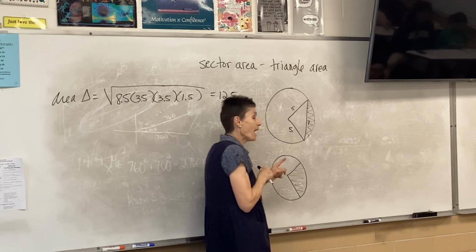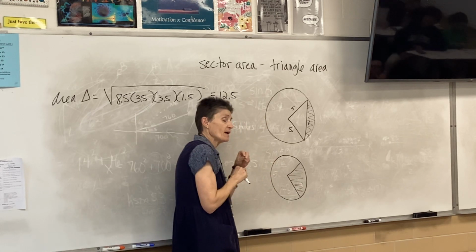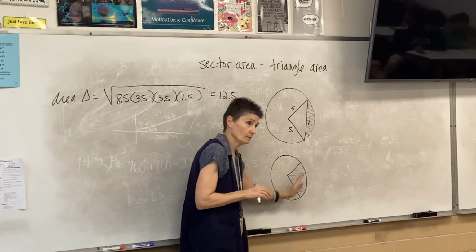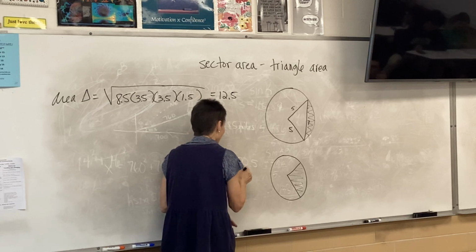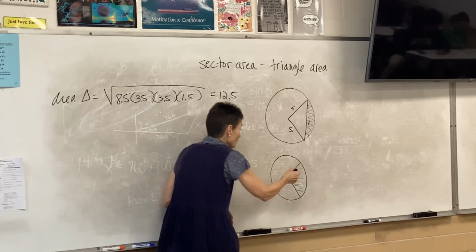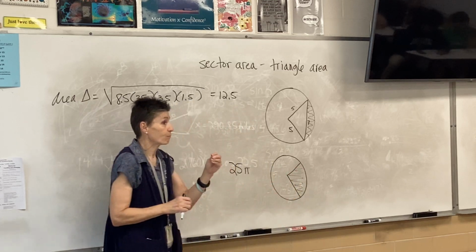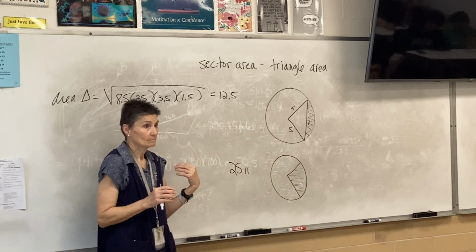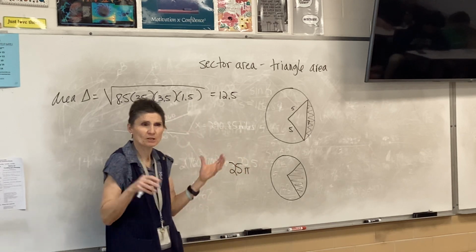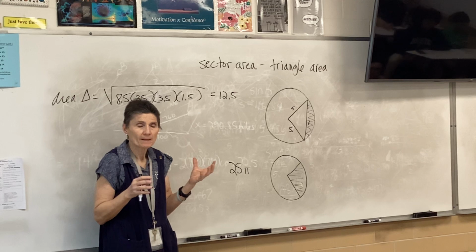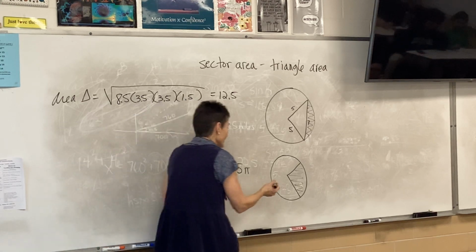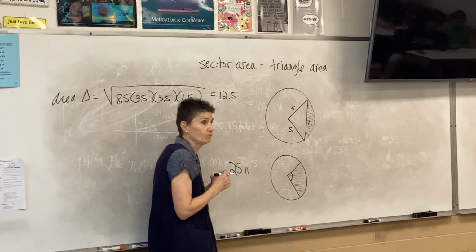Now, I already know that the area of the whole circle is 25 pi. Would you agree with that? What I'm looking for is a fraction of that, you know, I'm looking for a fraction of it. In order to figure out what fraction of it I had, I really should know this angle. It would be helpful to know that.